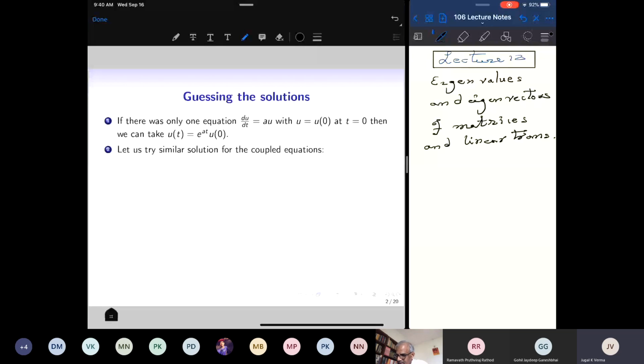Now we want to try a similar solution for coupled equations. So let us say that u(t) is equal to e to the power lambda t times y. So this is just copying this e to the power at.